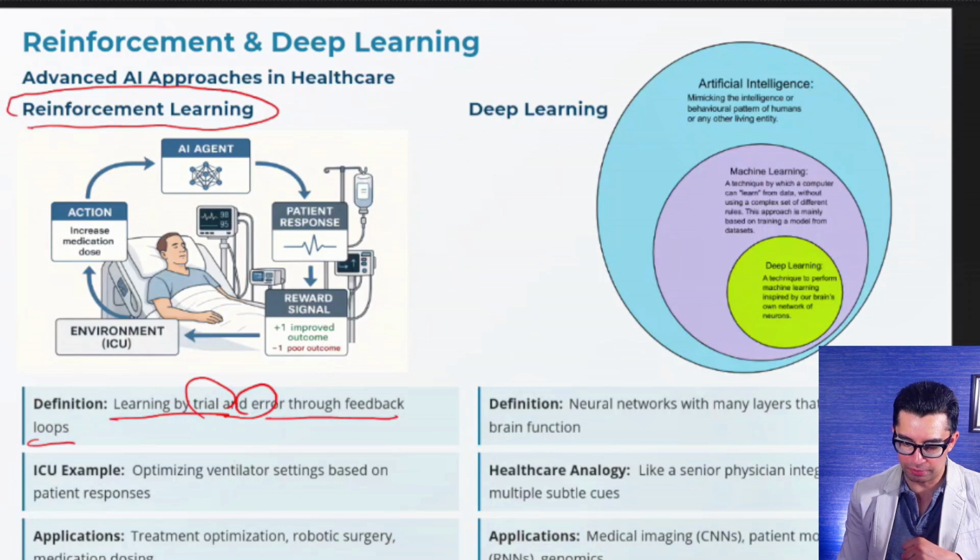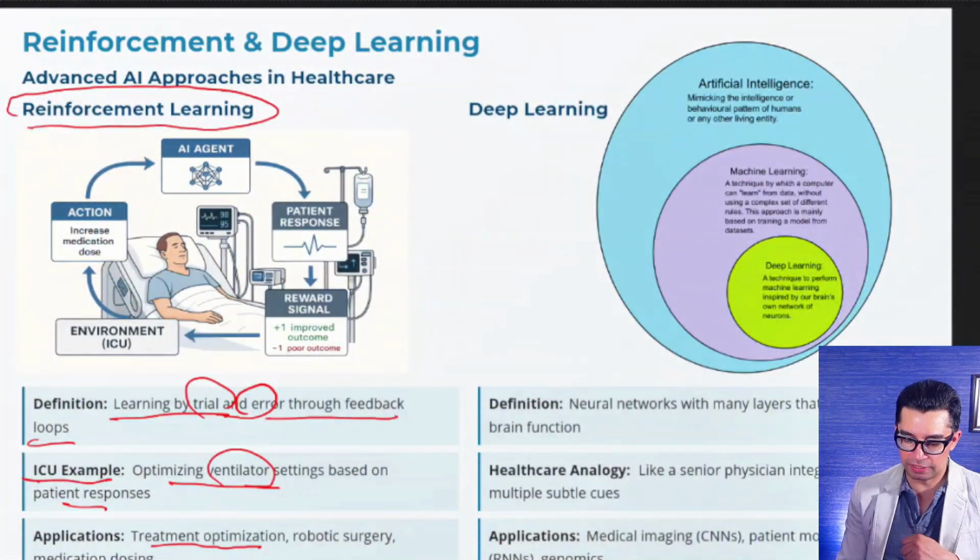And I gave you an example. You can see an example right here in this image. One example could be optimizing ventilator settings based on patient responses. Then you could have treatment optimization. You could look to optimize a patient's diabetic regimen, their blood pressure regimen, their medication dosing, and there are implications in robotic surgery.